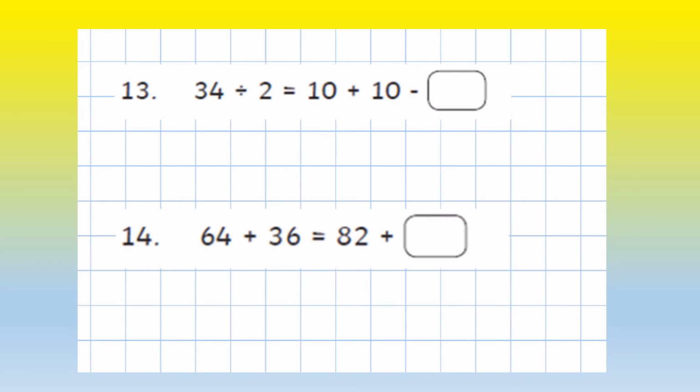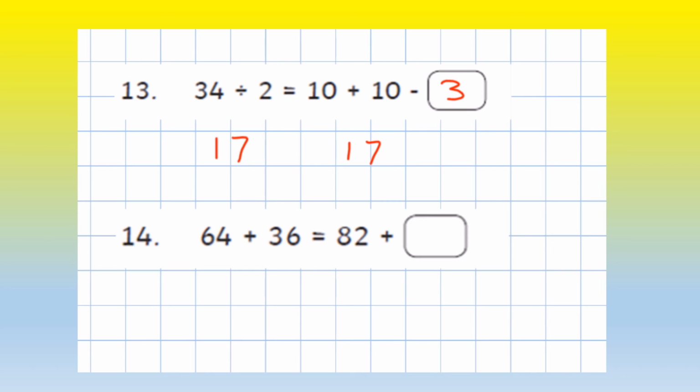Right, 34 divided by 2 is the part we can do first of all. Well, if we divide 34 by 2, half it, we end up with 17. This has got to equal 17. So 10 plus 10 is 20. What do we take away from 20 to give us 17? This side, well, we take away 3.